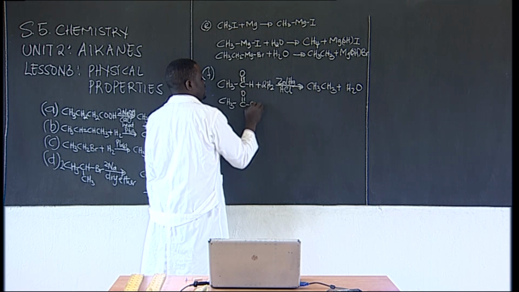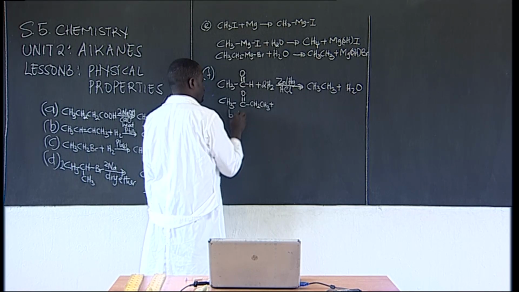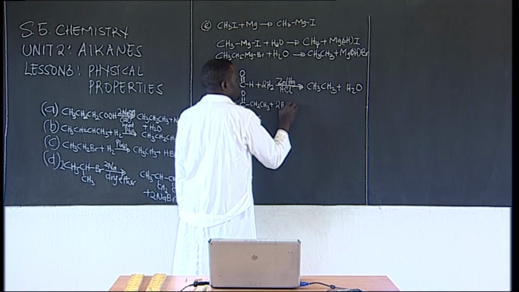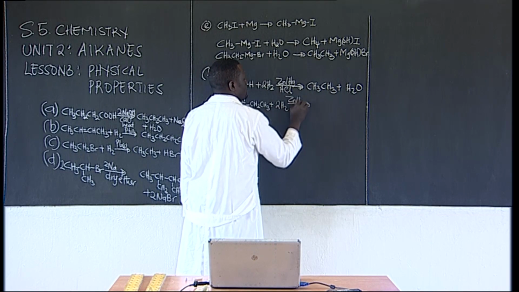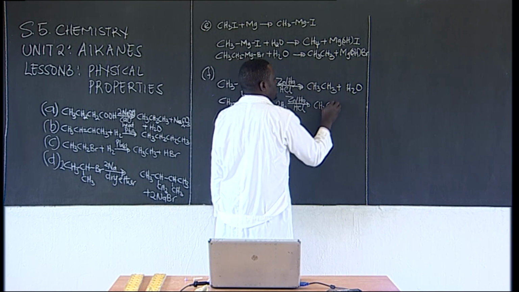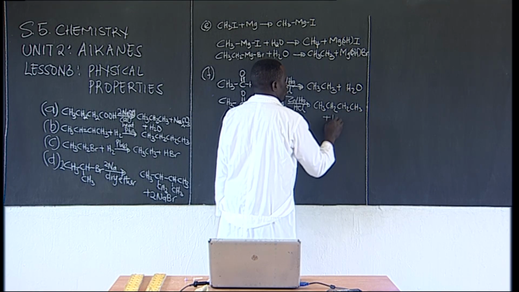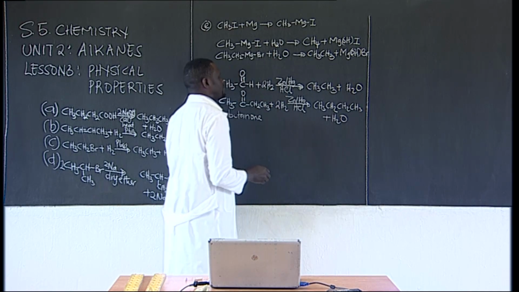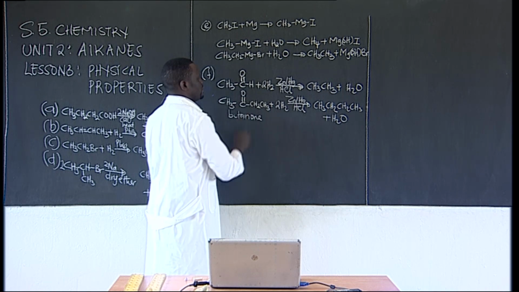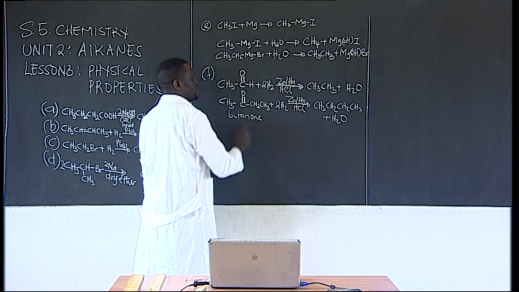Then again, let's use another example. It's a ketone, we call it butanone. In the presence of hydrogen produced from zinc mercury amalgam and HCl, it shall form our alkane plus water. It replaces these two bonds with hydrogen.